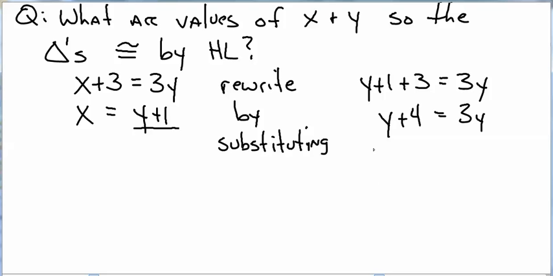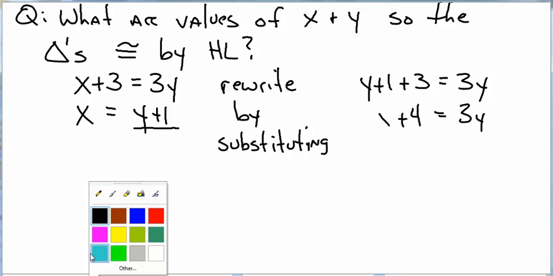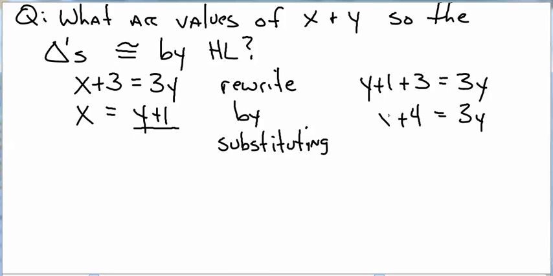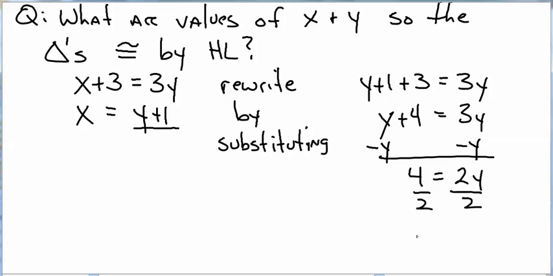You were told that x was equal to y plus 1. So in the top equation where there's an x, you don't have to write the letter x, you can write y plus 1 because that's what it's equal to. You subtract y from each side. Then 4 equals 2y. You divide by 2, and 2 equals y.